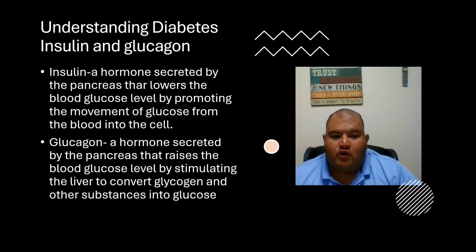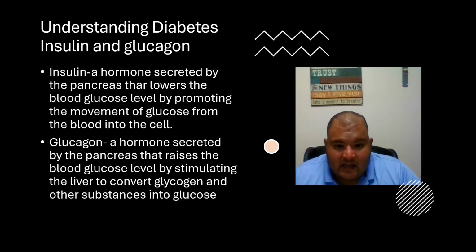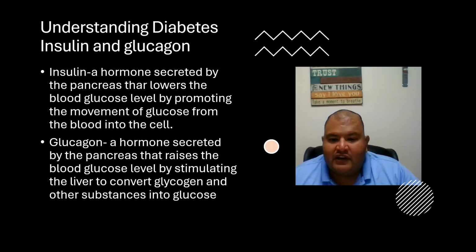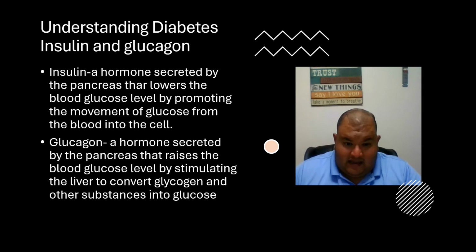So let's talk about these hormones. The first one we want to talk about is insulin. Insulin is a hormone that's secreted by the pancreas that lowers the blood glucose level by promoting the movement of glucose from the blood into the cell. The next one is glucagon, a hormone secreted by the pancreas that raises the blood glucose level by stimulating the liver to convert glycogen and other substances into glucose.